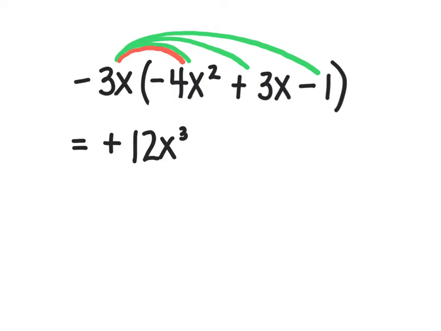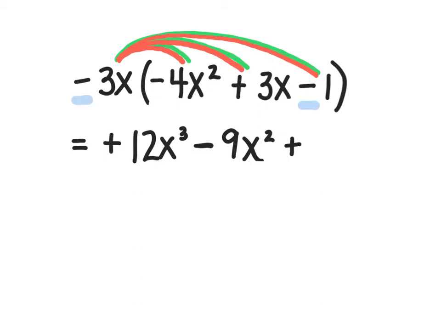To find the second term, we will multiply the negative 3x with the positive 3x. The sign will be negative because it's a negative times a positive. The number will be 9 because 3 times 3 is 9. And the variable will be x squared because x times x is x squared. Finally, we will multiply the negative 3x by the negative 1. The sign will be a positive because it's a negative times a negative. The number will be 3 because 3 times 1 is 3.